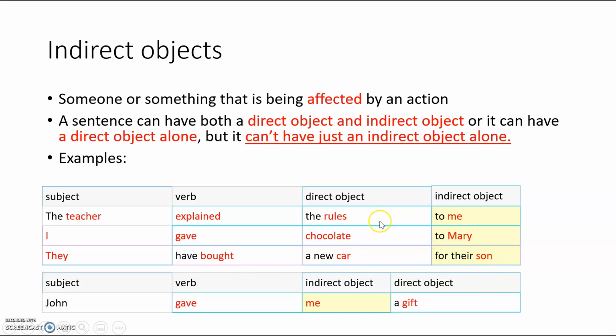Notice how in these examples we had direct object first and then indirect object. It does not have to be in this order. Sometimes we see that an indirect object can be before the direct object. So in this example, we have John gave me a gift. So if we wanted to find the direct object, we can ask ourselves, what did John give? We would say a gift. And who was affected by John giving this gift? Me.